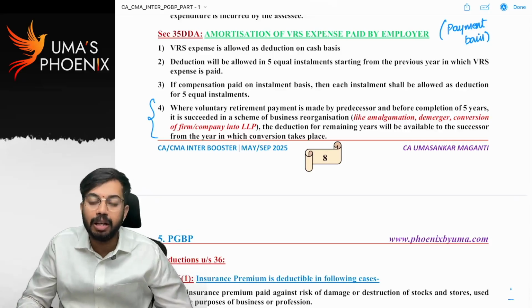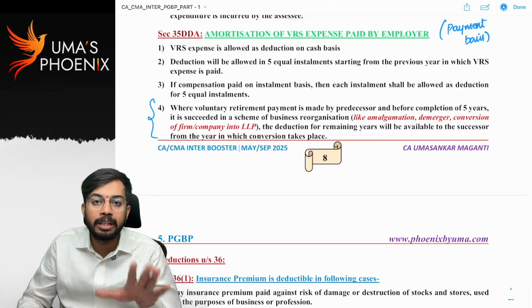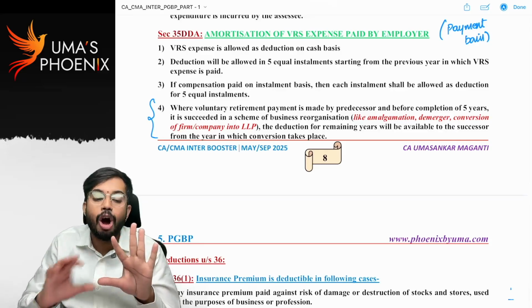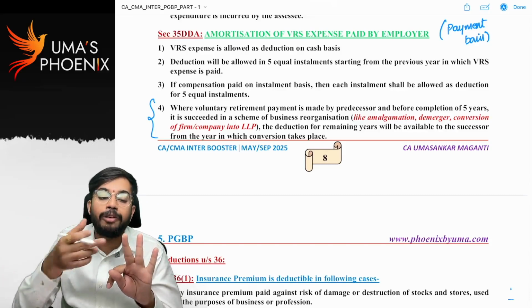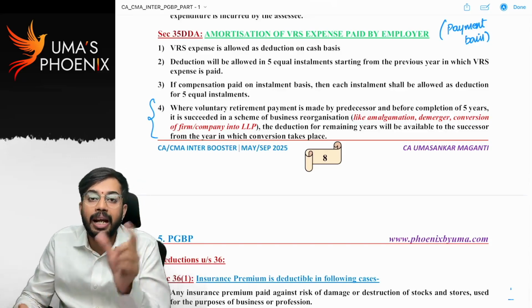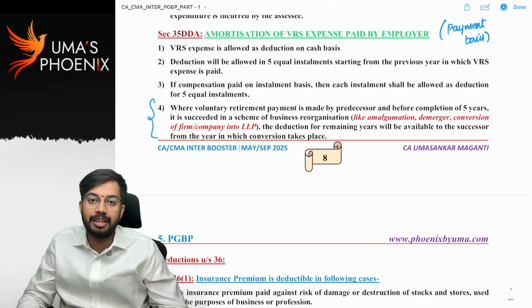Sole proprietorship paid VRS compensation. Sole proprietorship is eligible for deduction, VRS compensation deduction for 5 years. After 2 years, sole proprietorship is converted into company. Now for balance 3 years, company can claim balance VRS compensation expenditure as deduction. Is it clear?